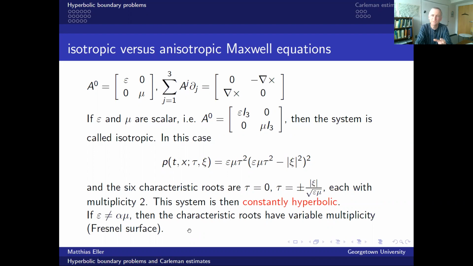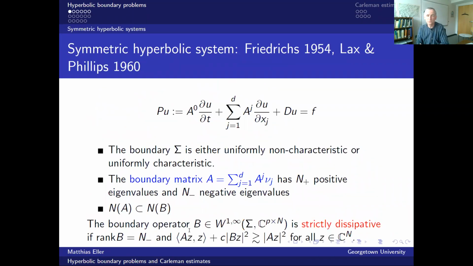It's a symmetric system. Certain versions are close to strictly hyperbolic, but then there's also the anisotropic case, which is only symmetric. So that means we will talk at first about the theory of symmetric hyperbolic systems, and that can be traced back to Friedrichs, who wrote a paper in 1954. And boundary conditions were then included by Lax and Phillips in 1960.